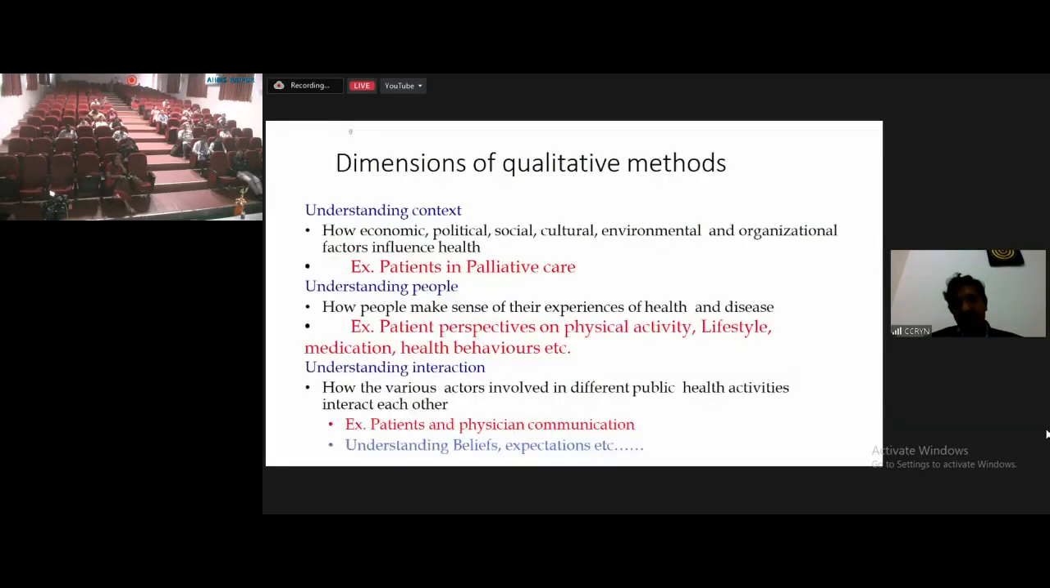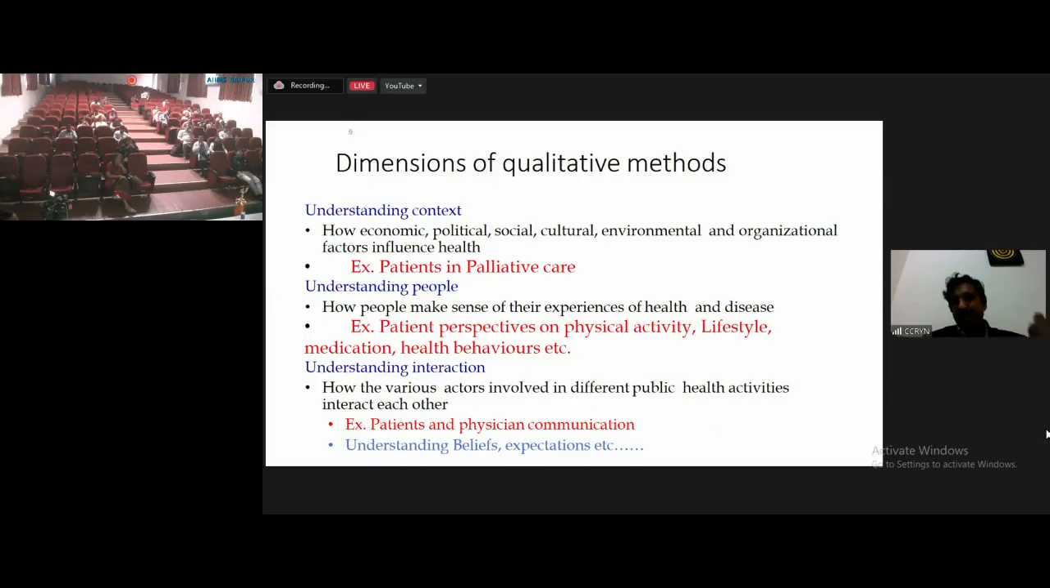So the dimensions of qualitative methods are fourfold. One is to understand the context. For example, understanding context means what? How economic, political, social, cultural, environmental, organizational factors influence health. What is it around the patient? The environment, the community around the patient, how does it influence his perception of health? How does it influence his way of understanding health? So all these things are very, very important.